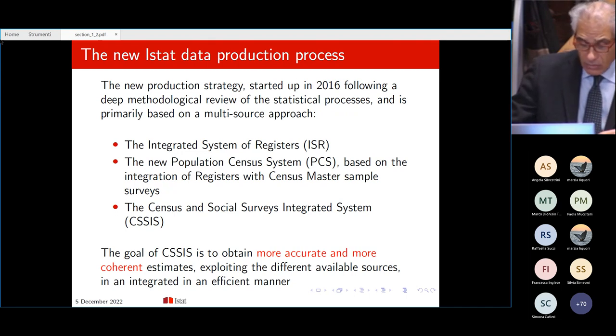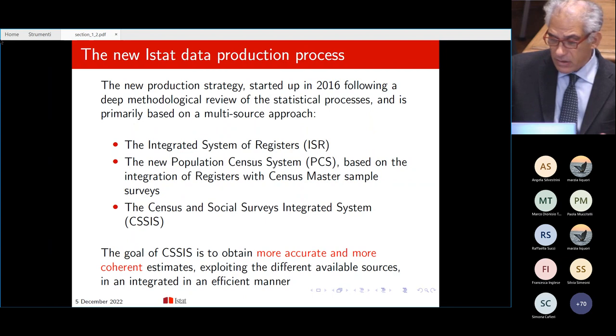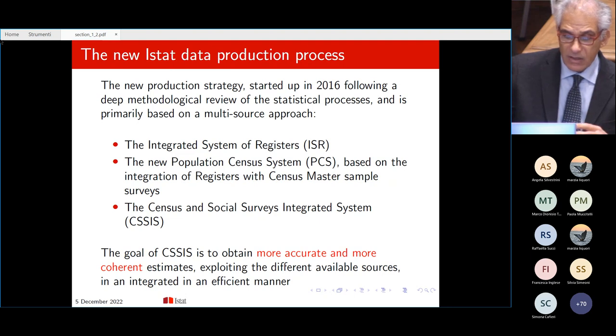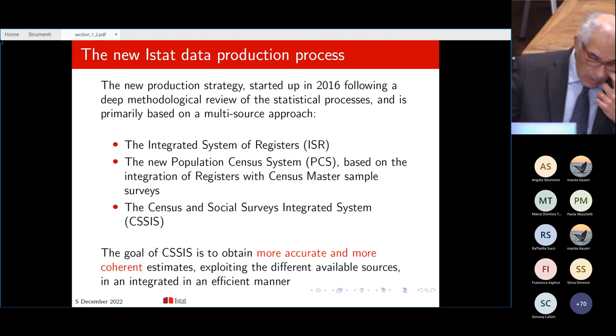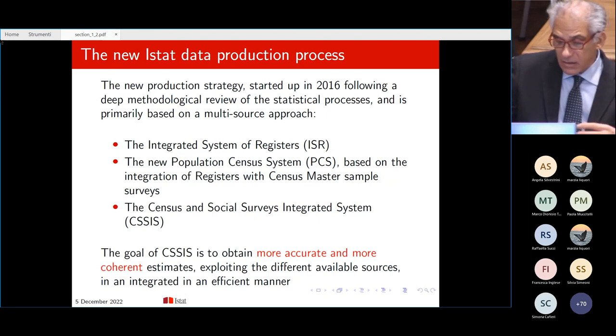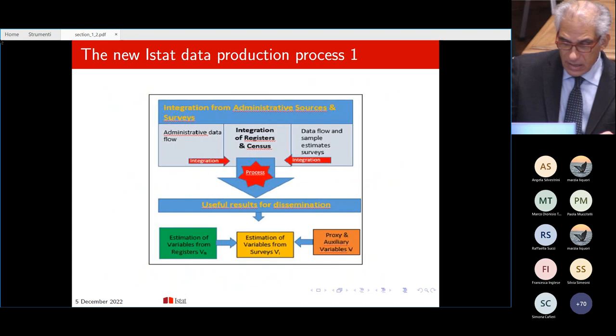And we want to obtain by means of integration of this information more accurate and more coherent estimates exploiting the different available sources that in the different contexts may play the role of primary sources of information or secondary sources. We have to investigate what could be the role of a secondary source and in what way we can act in this case.